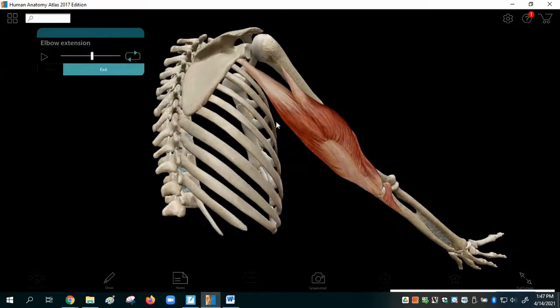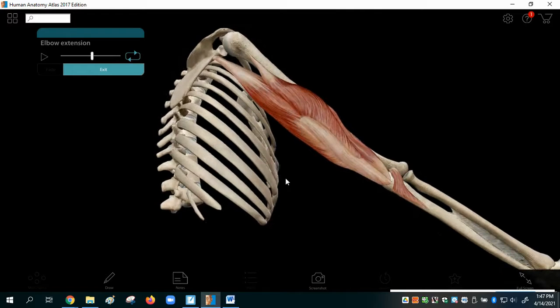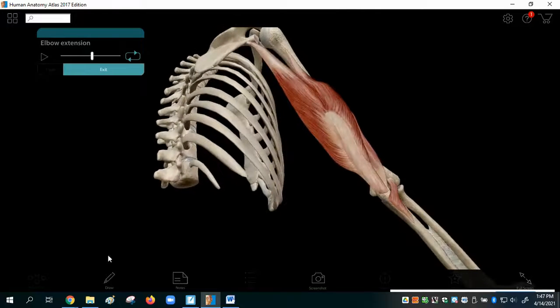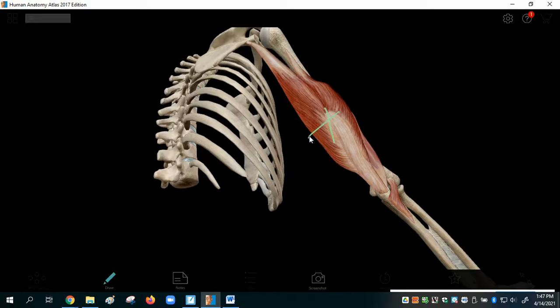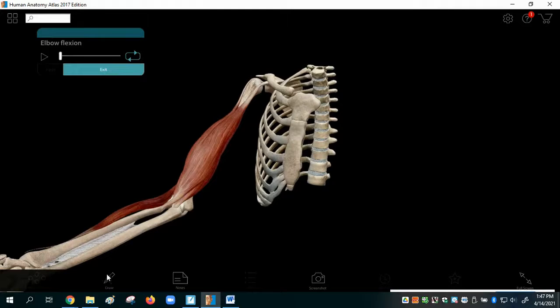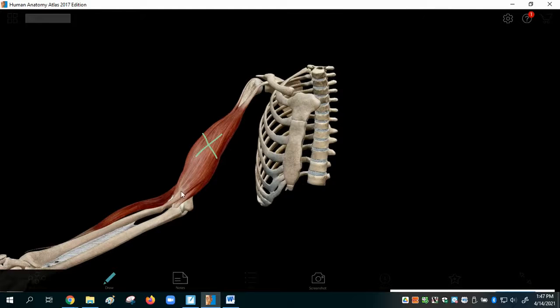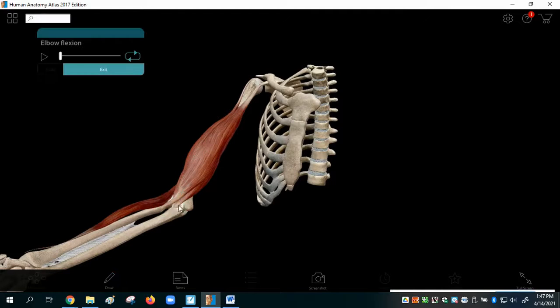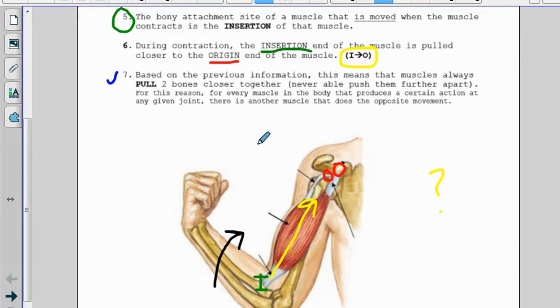If you're dealing with extension of the elbow, moving the lower arm to the back, your muscle is on the back. Let's also be very clear in making the point that this muscle on the back crosses the elbow in the back, so it pulls to the back. This muscle on the front crosses the elbow on the front side, and so it will pull the lower arm at the elbow to the front. Okay, so these are your basic rules of muscle contraction.